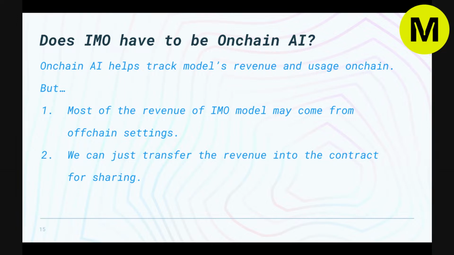Also, we see that without the EIP standards that we set up, the revenue can also be shared in a less decentralized and less verifiable way, but it still feels okay because all this revenue is coming from off-chain settings. So when we really think about whether IMO has to be on-chain AI, we think that IMO can work well with on-chain AI, but it's not the killer use case of integrating AI into smart contracts.